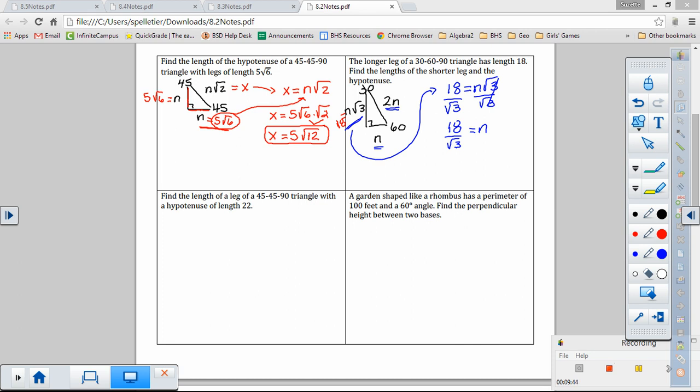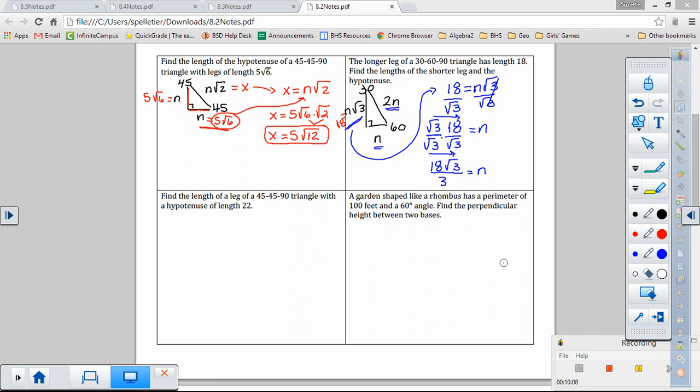Remember we said on that very first lesson in the chapter that to eliminate the root in the denominator, you multiply by the square root. So we multiply by that square root of 3. If you multiply across the bottom, square root of 3 times the square root of 3 is 3. And then if you multiply across the top, you get 18 times the square root of 3.